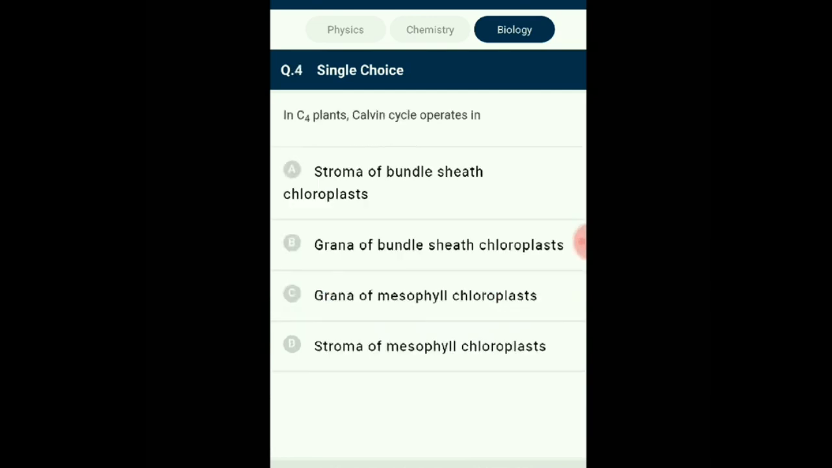Question number 4. In C4 plants, the Calvin cycle operates in. C4 plants are specialized plants for better carbon dioxide assimilation found in hot environments. They have a characteristic leaf anatomy called Kranz anatomy, showing two distinct chloroplast-containing cells, mesophyll and bundle sheath cells. Mesophyll cells are located very near to the bundle sheath cells and are the sites for the C4 cycle. Carbon dioxide is first fixed as a 4-carbon compound, oxaloacetic acid, by the action of PEP carboxylase. The second carboxylation event occurs in the chloroplast of bundle sheath cells through the C3 cycle. So the answer is option A, stroma of bundle sheath chloroplast.